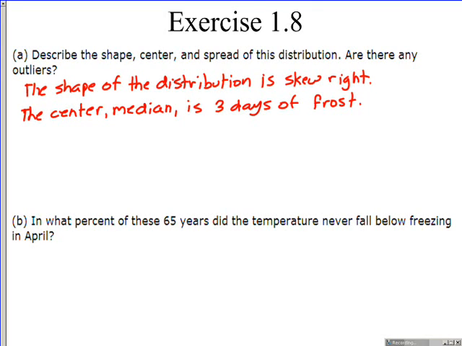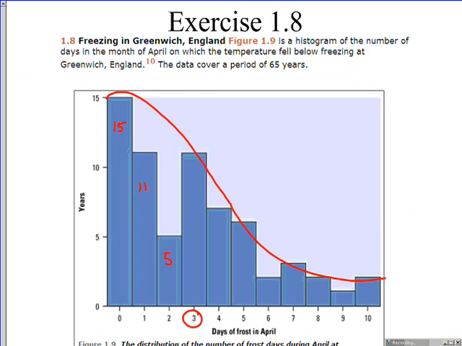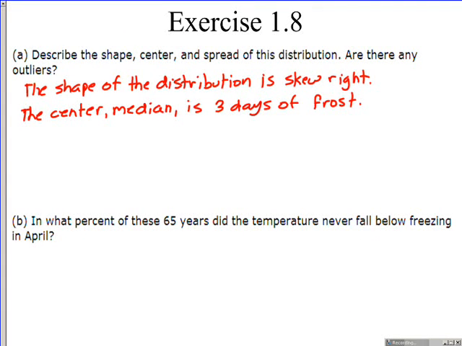Also, when you're talking about these, talk in the context of the problem. Don't just say the center or median is 3. 3 what? 3 months? 3 days? 3 years? In this case, the center or median is 3 days of frost in April. Spread. Right now, the only measure of spread that we're going to talk about is range. Section 1.2 will get into the better ways of explaining spread. In this case, the spread is going to be 10 days.